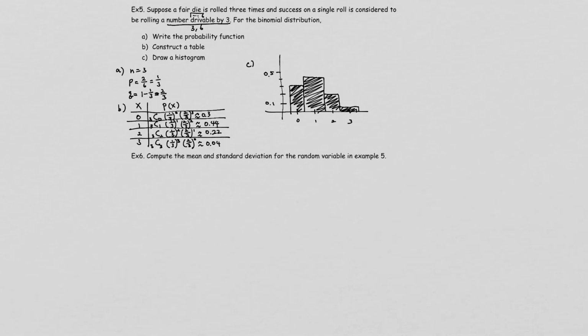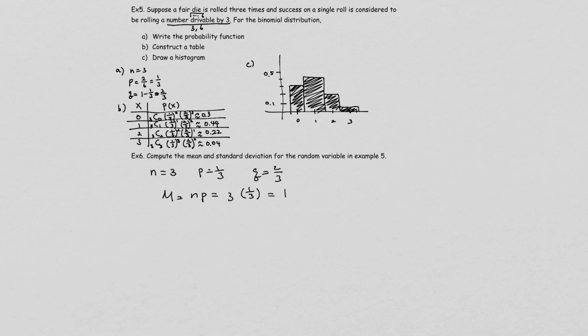So then example 6 is asking to compute the mean and standard deviation for the random variable for example 5. Let's work on it. So again, n is equal to 3, p is equal to 1/3, q is equal to 2/3. Your mean in binomial distributions is going to be n times p. So it will be 3 times 1/3, which is going to be 1. So that's going to be the mean of example 5.